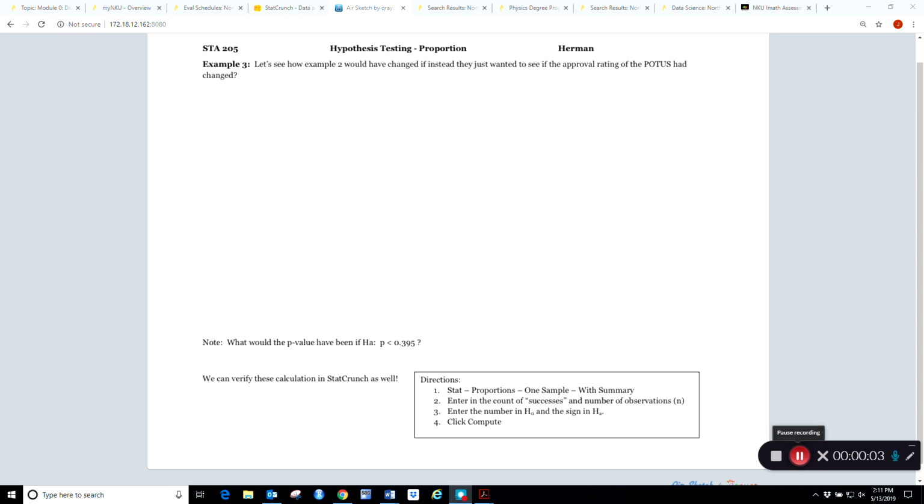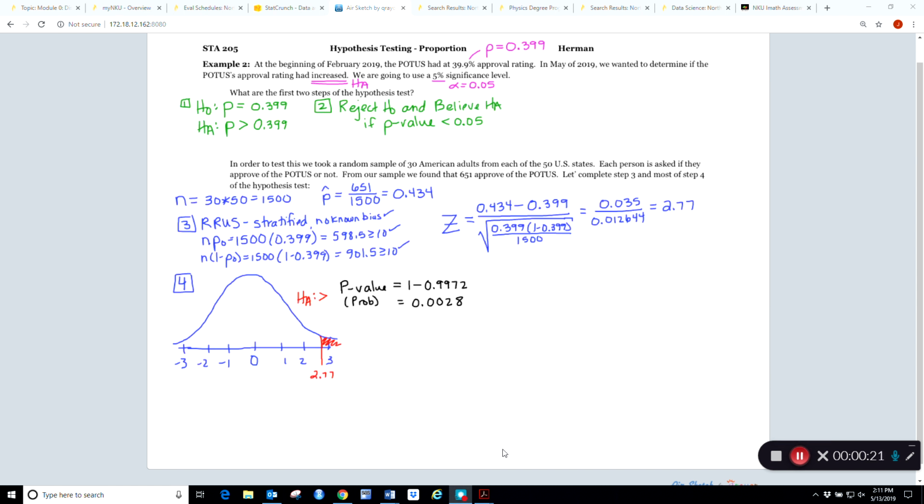So in this video, we're going to do another example of a hypothesis test that's actually related to our previous example. So we're going to talk about seeing how example 2 would change if instead they just wanted to see if the approval rating of the president had changed. So what that really means, I'm trying to say here, is that the data that we collected is going to be exactly the same. The only thing I'm changing is the goal.